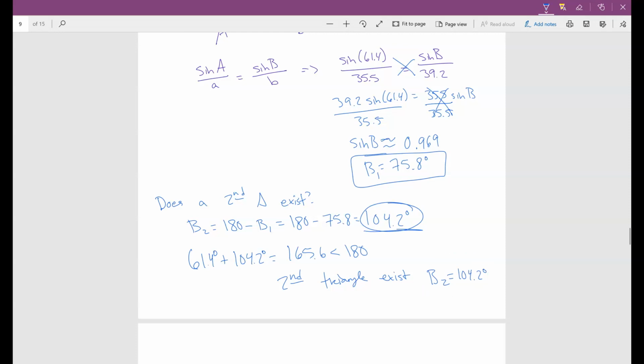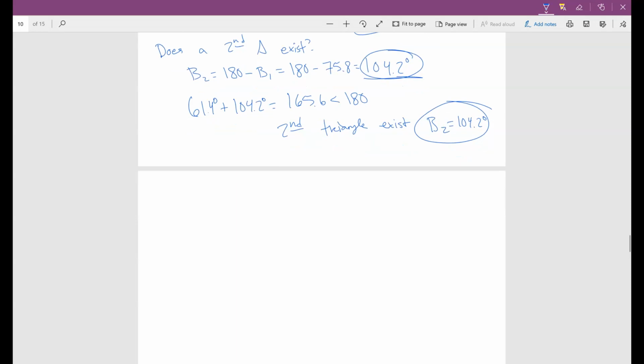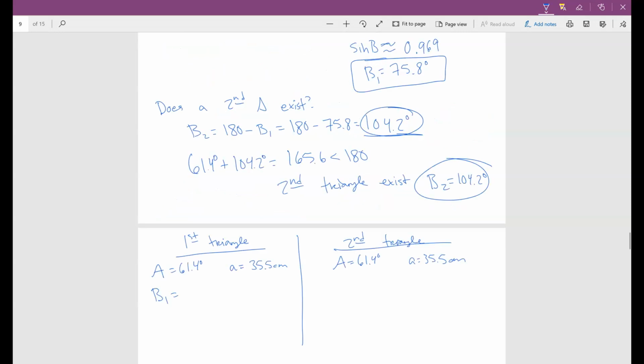Okay, so what I like to do is separate these. So I'm going to do first triangle, and I'm going to do second triangle. Okay, so right now we know what A is. A is equal to 61.4 degrees. We also know what little a is. That's 35.5 centimeters, which was given to us. So for both triangles, that's going to be correct. We also know what B is. So we have B1, which was equal to 75.8 degrees.